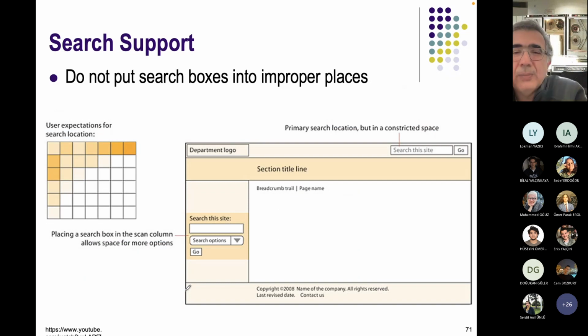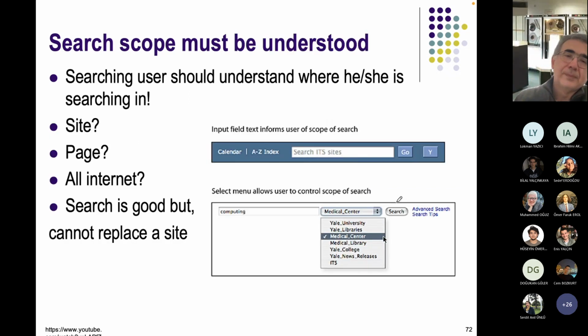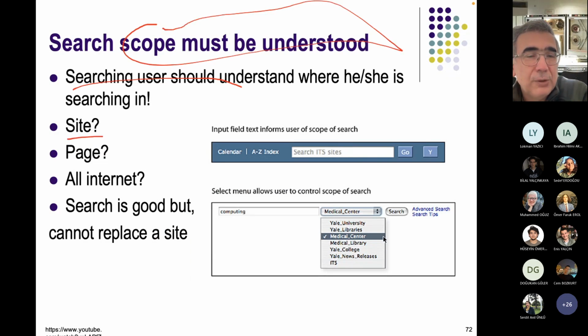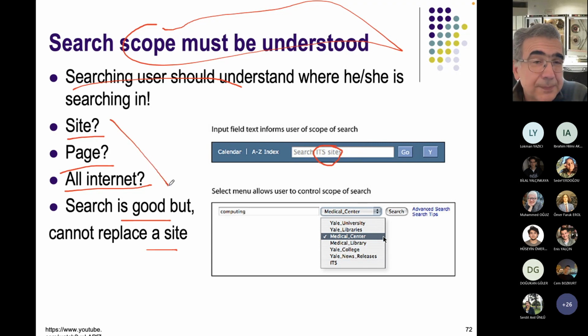Put the search box in the correct position, either to here or here. So these are two familiar locations for people to put search engines. Searching scope must be understood. Are we searching the site? Are we searching the page? Are we searching the whole internet? So search is good, but it cannot replace the whole site. Therefore, some help is fine and welcomed to explain what we are searching.